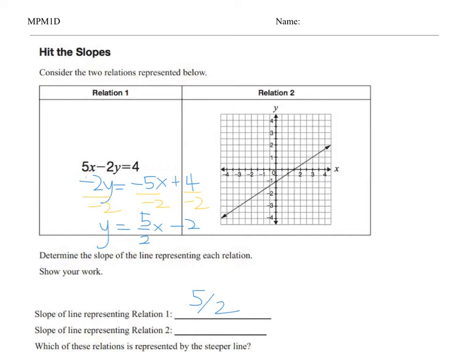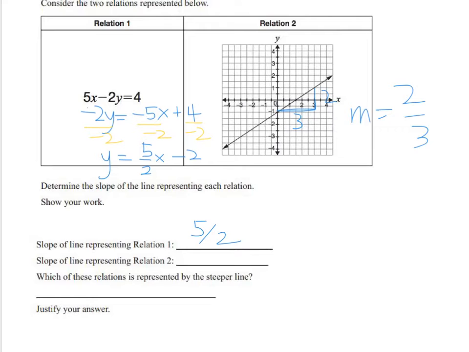Relation 2, I'm going to draw a rate triangle. I drew my triangle, and I realized that I went from negative 1 to 1, so my rise is 2. And I went from 0 to 3, so my run is 3. So my slope then is rise over run, or 2 over 3. I would really like to see these triangles. Every time you see a graph, you should be drawing your rate triangle or your slope triangle to figure out what the rise and the run is. So the slope for the second one is 2 over 3.